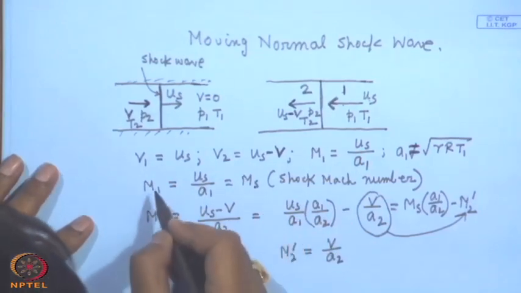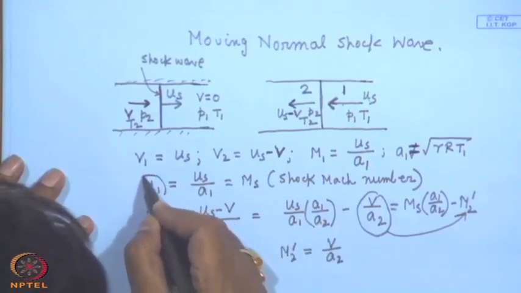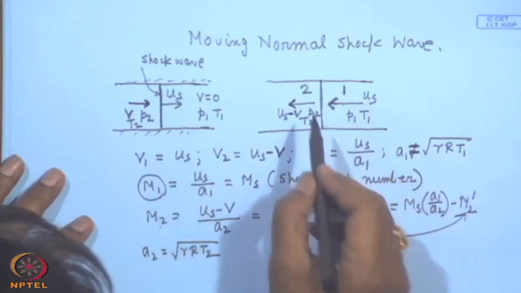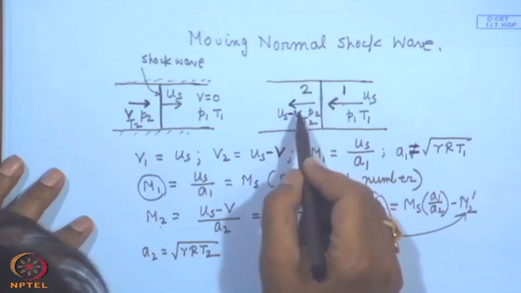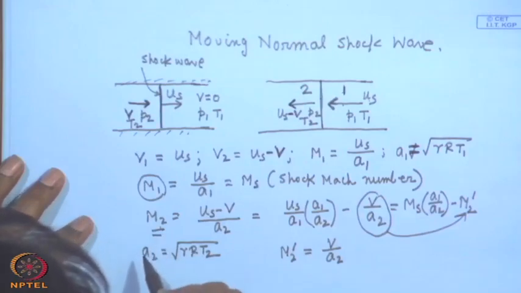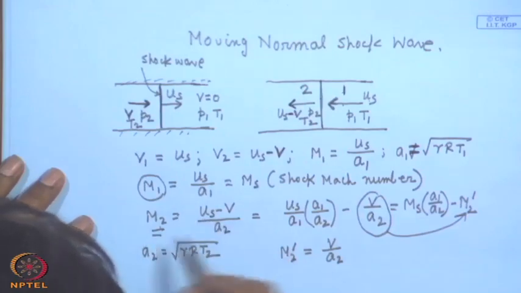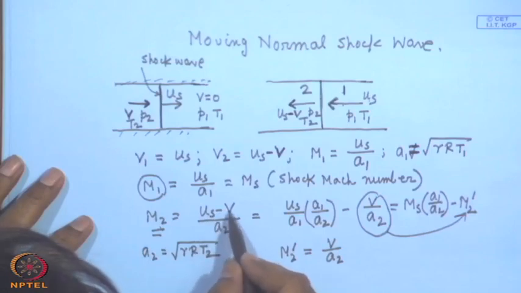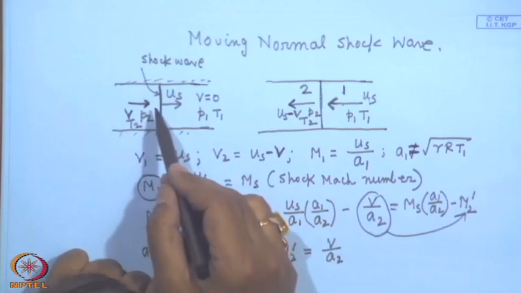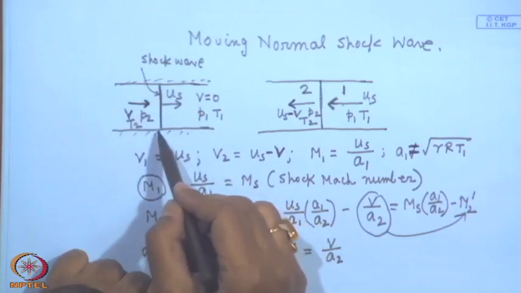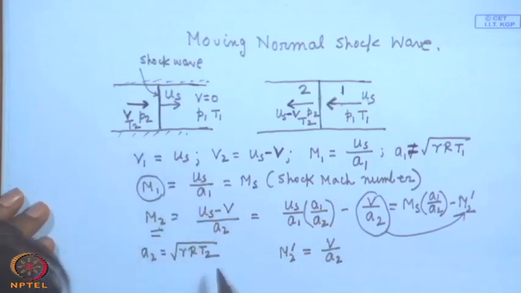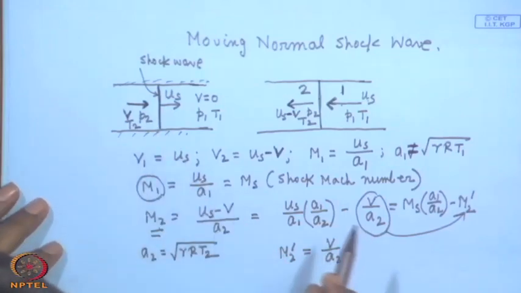That means a fluid with a Mach number M1 given by Us by A1 and with a velocity Us and P1 T1 is passing through a stationary shock wave and its Mach number is reduced to M2, which is defined as Us minus V by A2. Now, these quantities are with respect to this problem. This is an unsteady problem where the shock is moving and these velocities are defined with respect to the static coordinate frame, which is attached to the wall.